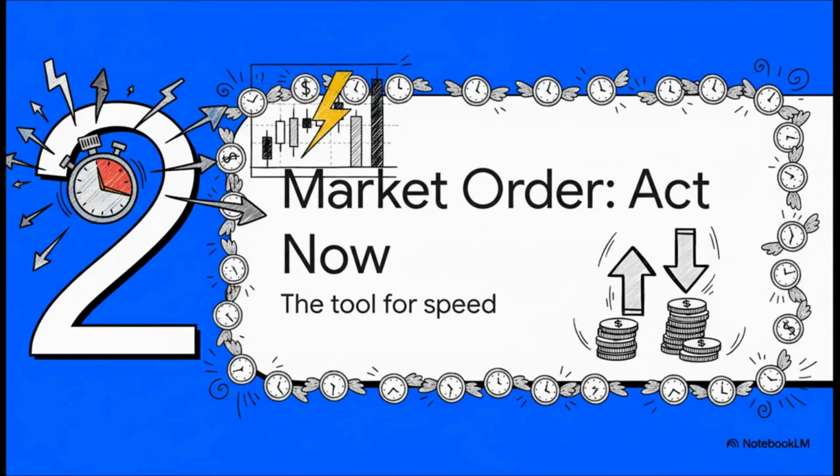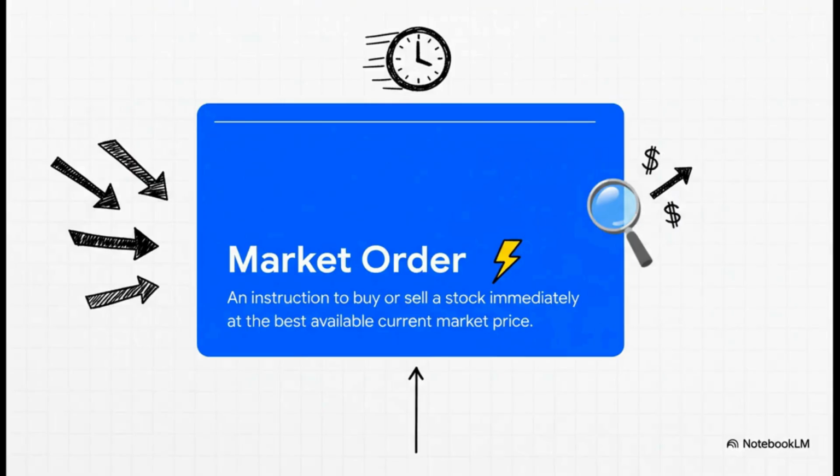Let's grab our first tool from the toolkit. If your number one priority is getting in or out of a stock as fast as humanly possible, then what you want is a market order. A market order is honestly the most straightforward one there is. It's basically you shouting, "Get me into this stock," or "Get me out right now at whatever the best price is." But that phrase, "best available," is super important. It means your order will fill at the going rate, and if the market's moving fast, you might see something called slippage. That's where the price you actually get is just a tiny bit different from the price you saw when you hit that button.